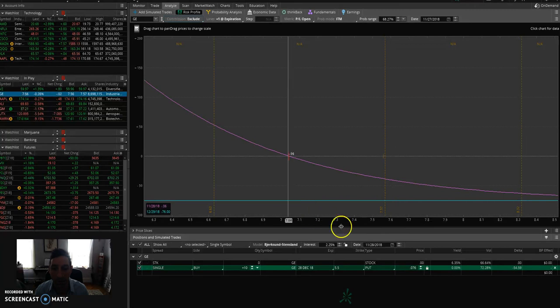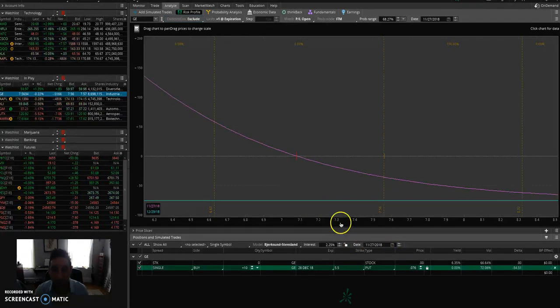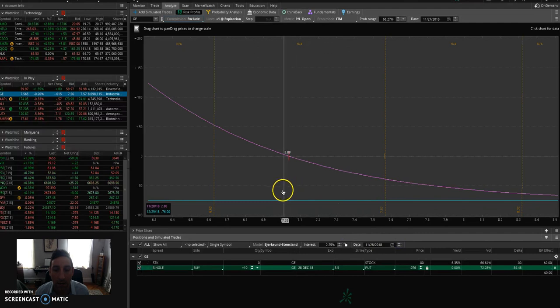So let's go back to today, 11/27. Say it closes at $7, that would be an $8.70 gain, right? Tomorrow it's going to be less because of theta decay. So at 7, it's only going to be $4, right? So I'm losing about $3. So see how that works?